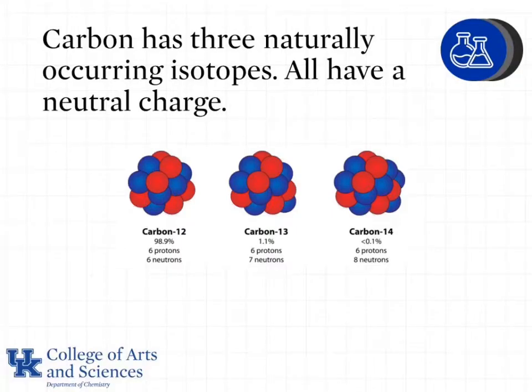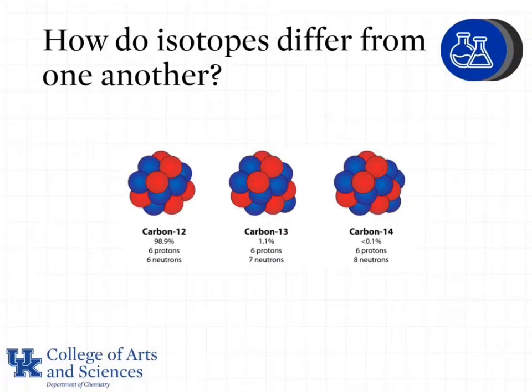Carbon-12, carbon-13, and carbon-14. Look at the information provided and see if you can determine how the isotopes differ from one another. Hopefully you recognize that each isotope has a different number of neutrons. Notice that in all three the number of protons is exactly the same.